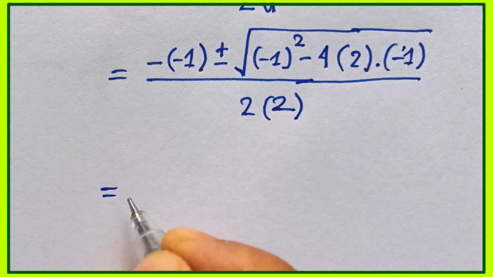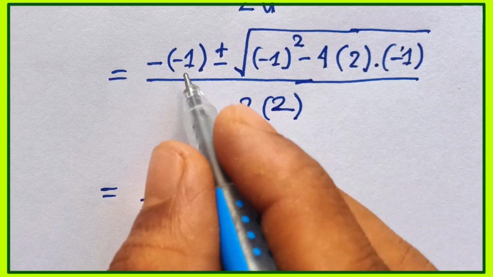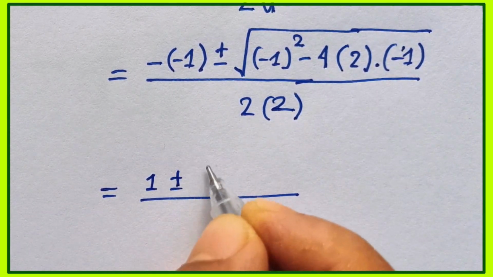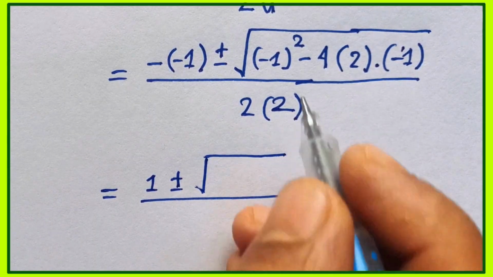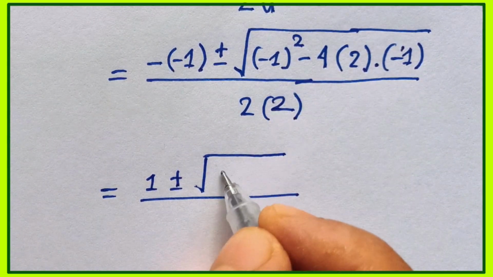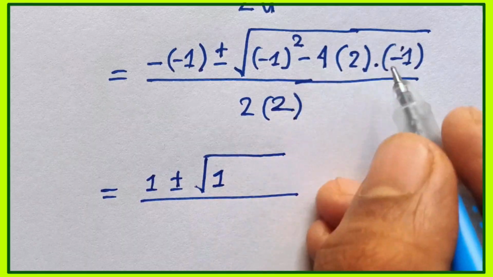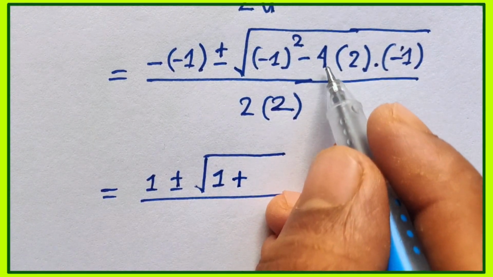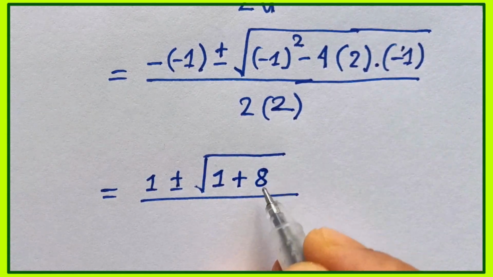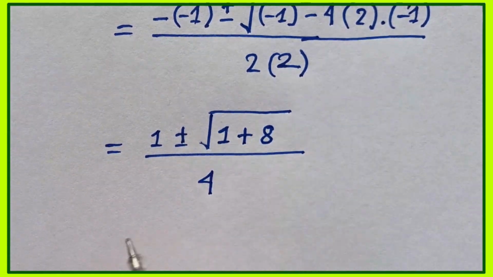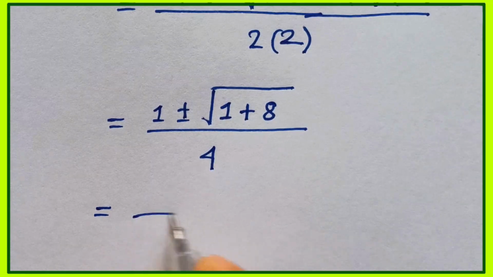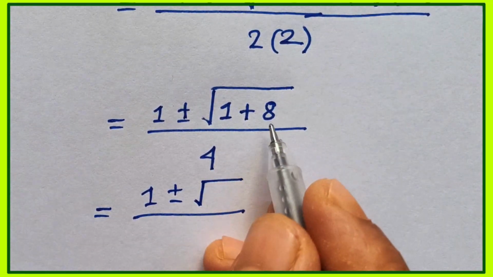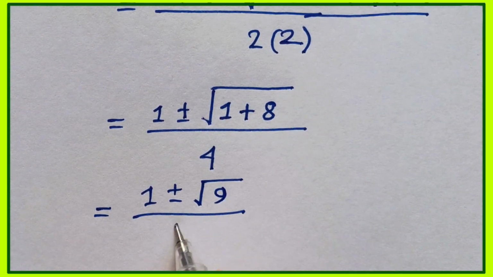Now from here, minus minus is plus 1, plus or minus the square root of minus 1 square, which is equal to positive 1. This minus and this minus will be positive, minus plus, and there is 4 times 2 is 8. Now 2 times 2 is 4. Now 1 plus or minus the square root of 1 plus 8 is equal to 9, over 4.